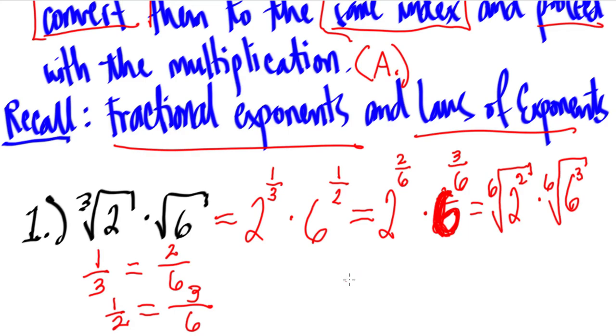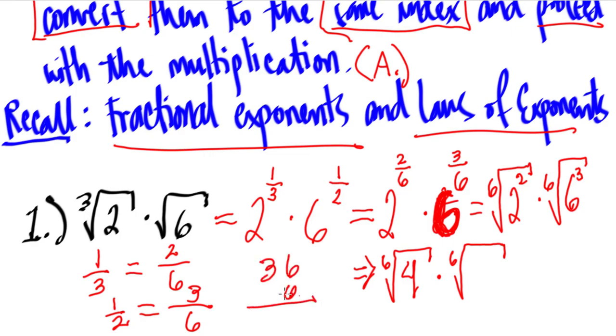2 raised to 2 is 4, correct? So we have the sixth root of 4, times the sixth root of 6 raised to 3. I don't know what that is. So we have 6 times 6 is 36. Multiply that by 6: 6 times 6 is 36, 6 times 3 is 18, add them, and we have 216. I think that's correct.